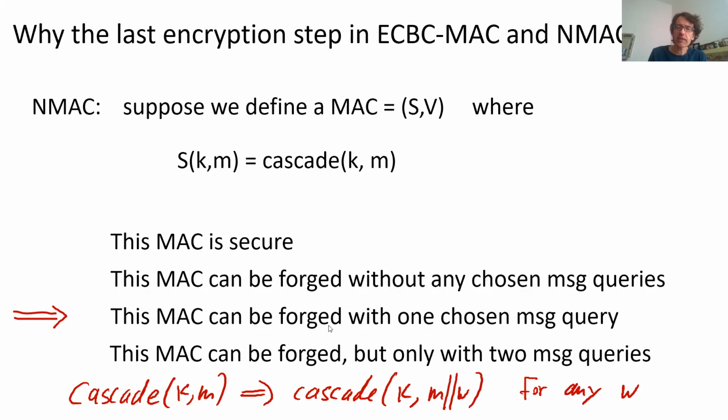So if I see one output of the cascade on some message, then I can locally take the output of the cascade for a given key on a message, and without knowing the key, I can locally take this tag and extend it into a correct output of the cascade construction with the same key K, unknown to me, on the original message extended by any postfix. Let's see why that is.